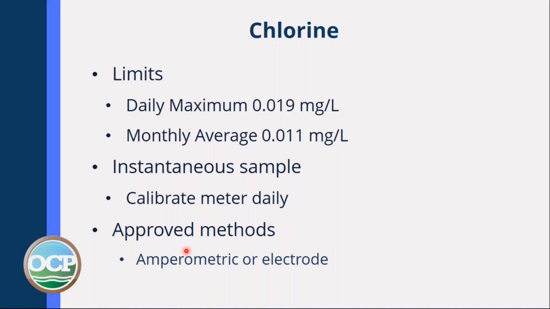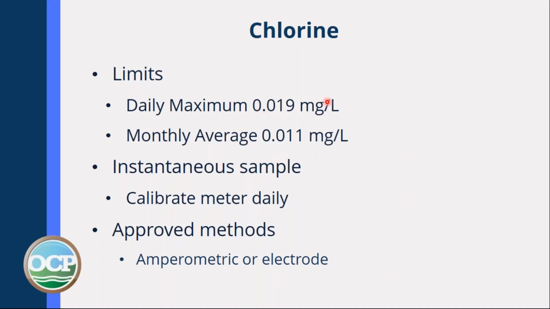So we have limits. The daily maximum is 0.019 milligrams per liter, and the monthly average can't be greater than 0.011 milligrams per liter. This is an instantaneous sample, and again, calibrate meters daily. There are two methods that are used, something called an amperometric or an electrode method. Again, you'll find this in the lab. It's not something that you will necessarily carry around with you.